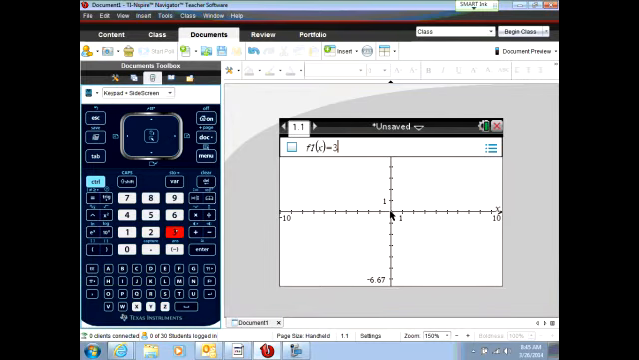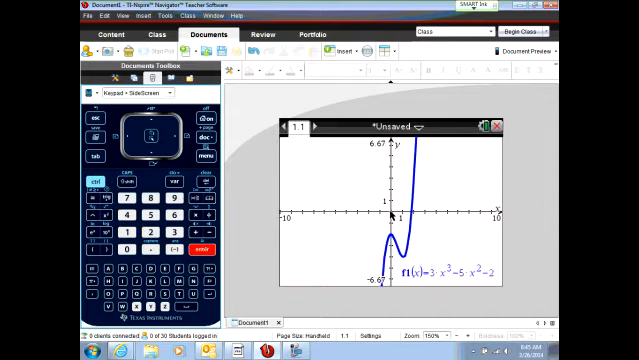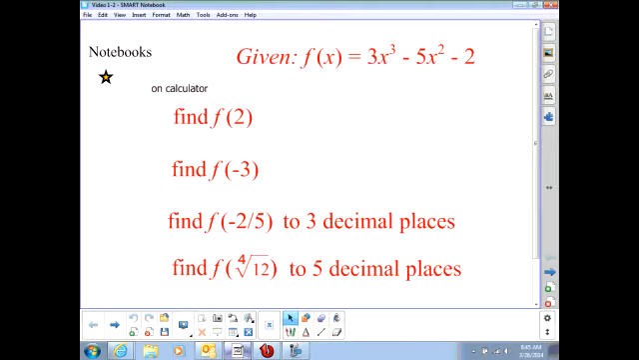So you should have in F1, you've got 3x cubed minus 5x squared minus 2. And we've got that in a graphs page. What our goal is to evaluate some different values for this function.